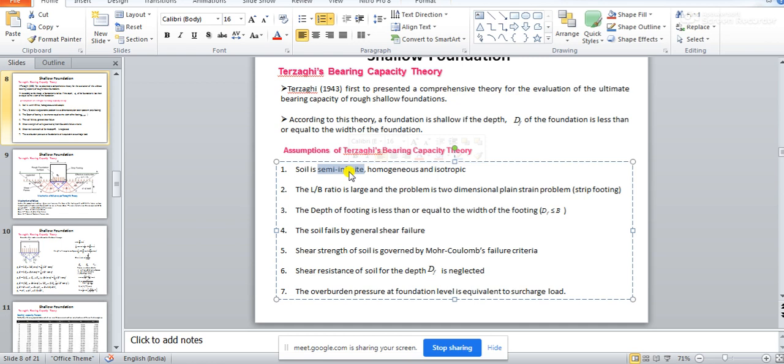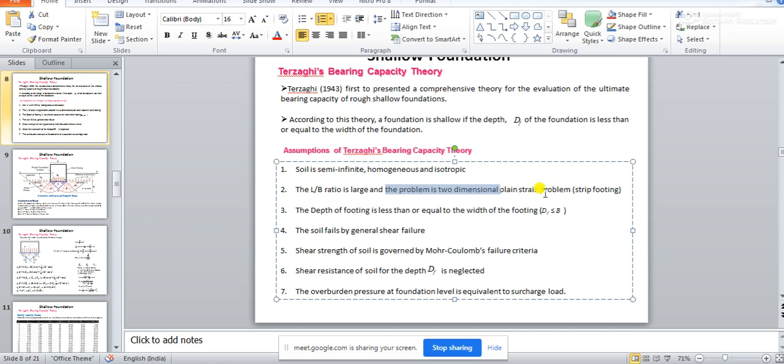Now the next assumption for Terzaghi's bearing capacity is a very important one. See, the L by B ratio. What is L? L is the length of the footing and B is the breadth of the footing. So L is always the larger dimension and B is always the shorter dimension. What Terzaghi's formulation assumes is that the L by B ratio, that means length to breadth ratio, is always large. That means the value of L by B is always greater than 1, and the problem is two-dimensional.